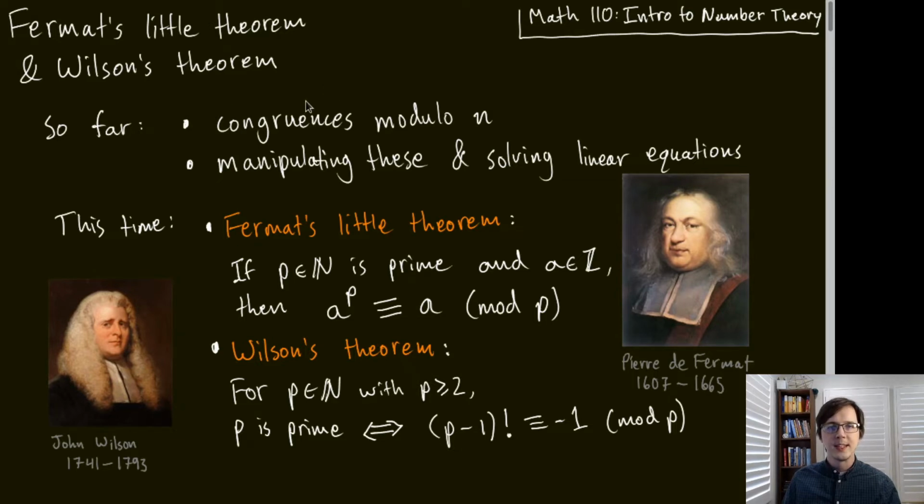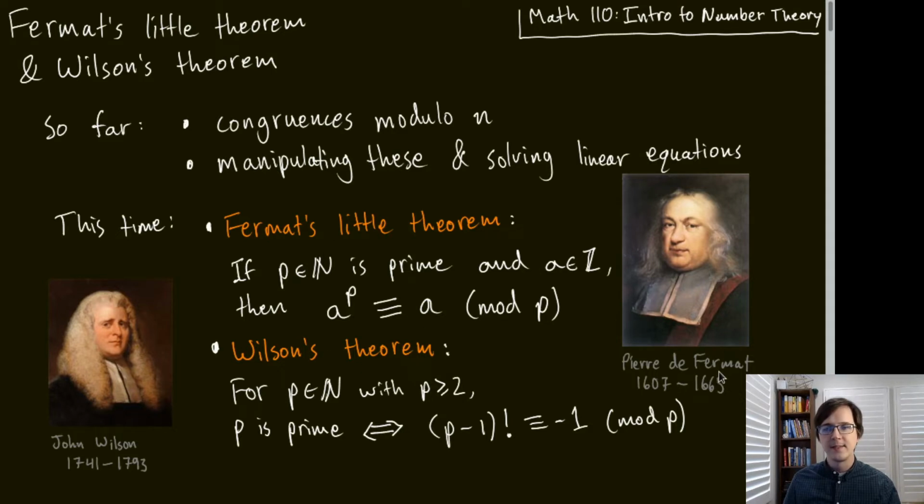In previous videos we've been talking about congruences modulo n and also manipulating these and solving linear equations. So what we're going to do this time is talk a bit more about the consequences of these linear equations that we're solving, and then talk about Fermat's little theorem and Wilson's theorem.